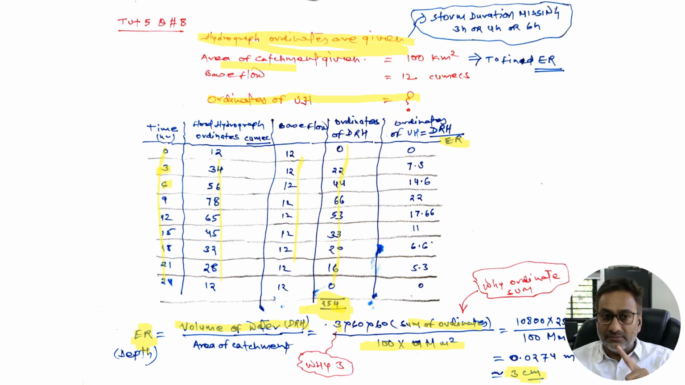Now this 3 centimeter is the flood hydrograph depth. We need unit hydrograph ordinates. So all these ordinates of DRH need to be divided by 3. And here if I plot against time, then these are the ordinates. These are all the ordinates of the unit hydrograph.